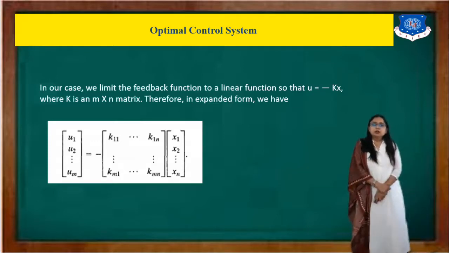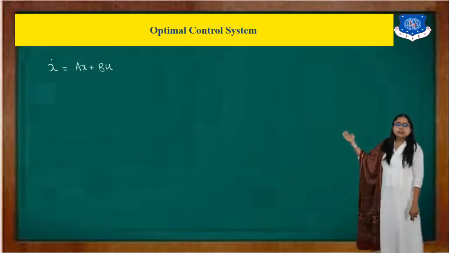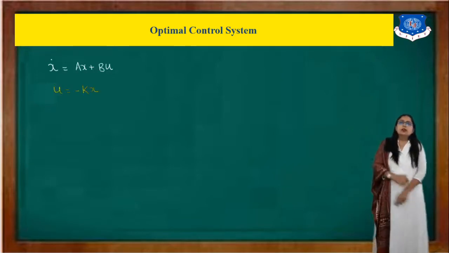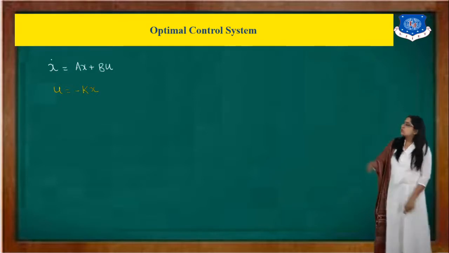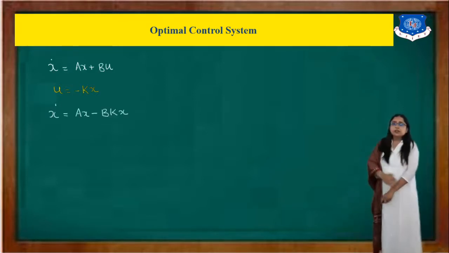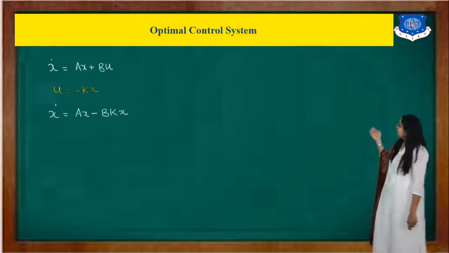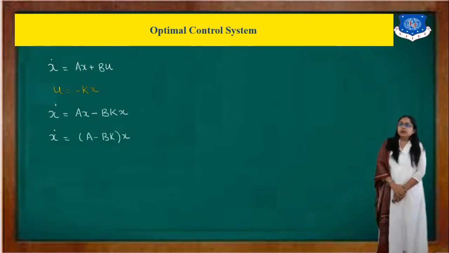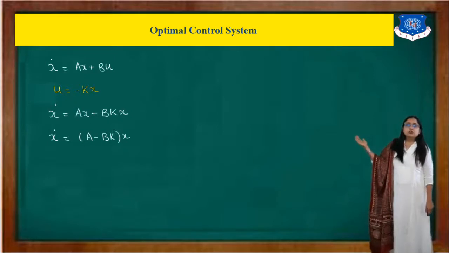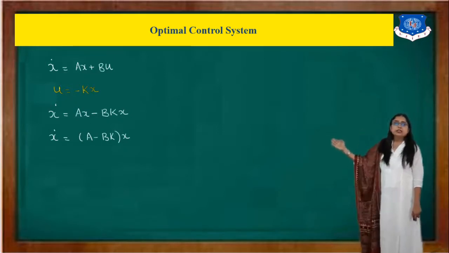Alright? Now, we know that this is my state equation, x dot equal to Ax plus Bu. Now, we know that u equal to minus Kx, that is the feedback controller law. So in place of u, you can substitute this value like this. Here I'll get x dot equal to Ax minus BKx, because u equal to minus Kx. Now you just take the x common. So what you get? A minus BK.